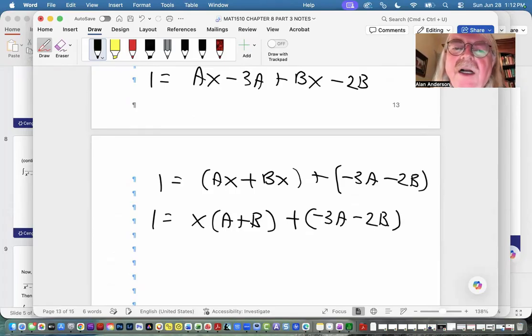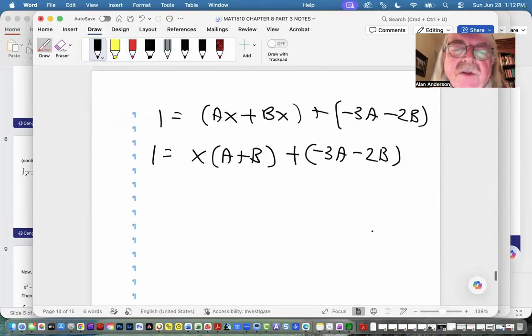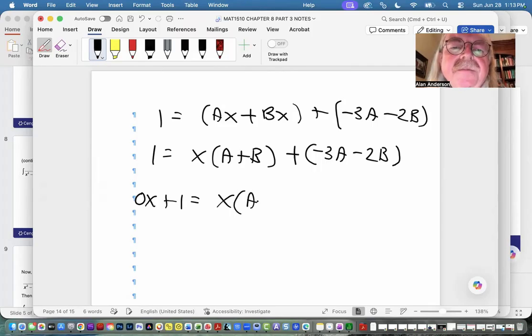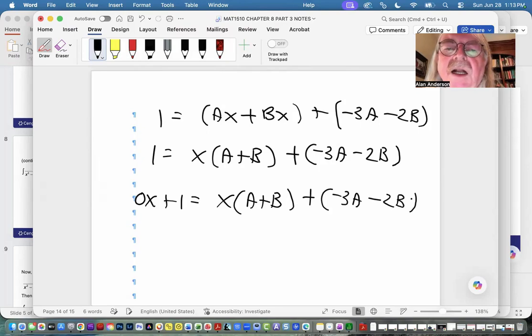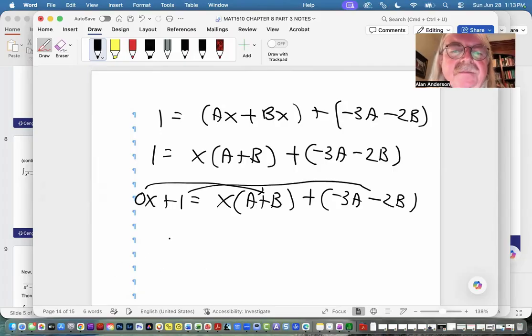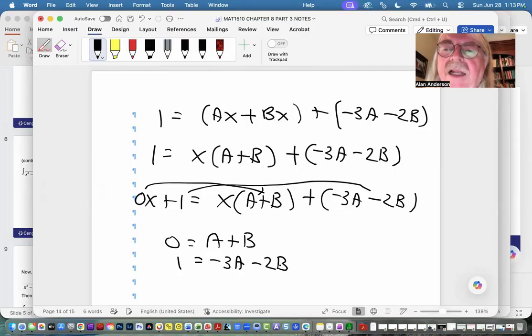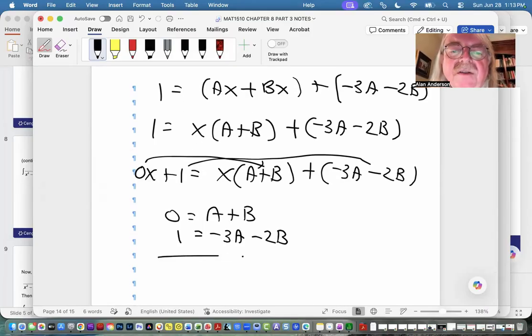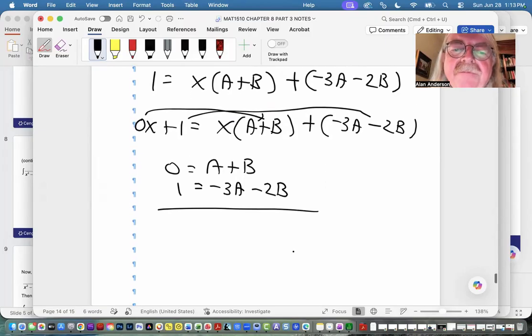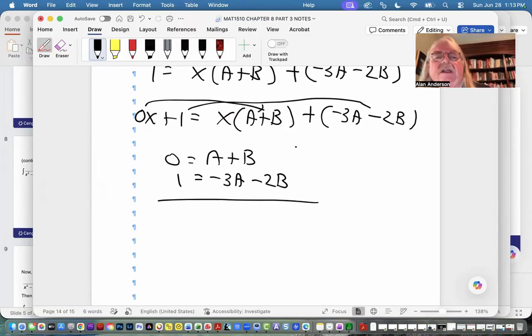And now we're going to equate the coefficients. Now, the left-hand side is the equivalent of 0x plus 1. Let's keep that in mind. So we're going to equate the coefficients, meaning that 0 equals A plus B, and 1 equals this expression. And now we're going to solve simultaneous equations. Now we've all done this before. We can use the method of substitution.